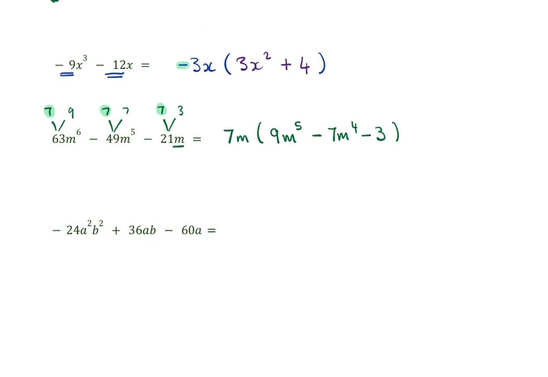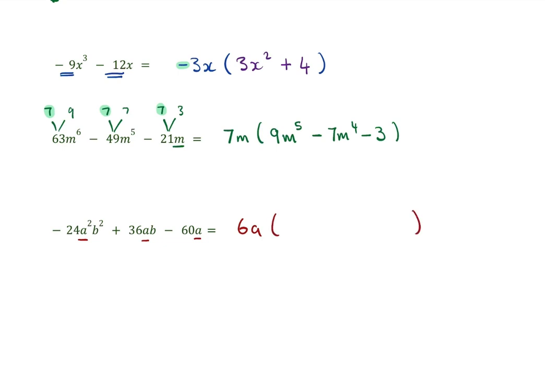And finally, we have minus 24a squared b squared plus 36ab minus 60a. Well, I can take out a as a common factor from each one. I have 24, 36, and 60. Well, the common factor between all of those numbers would be 6. You could take out a minus 6 or a 6, depending on whichever number you choose. I'm going to take out a 6, so I would have a 6 and a single a.